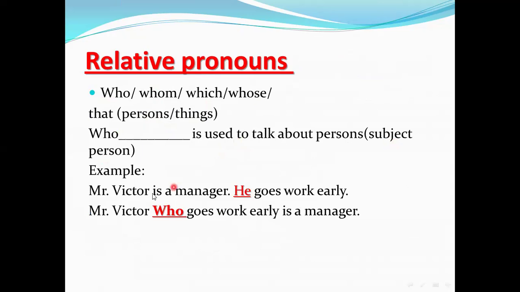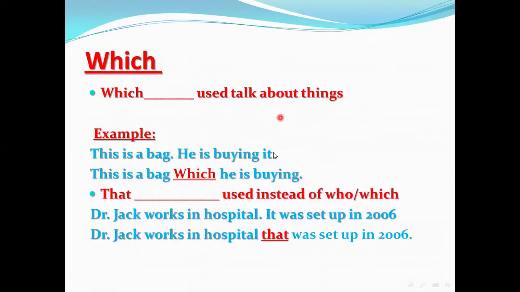subject person. Like we say, Mr. Vector is a manager. He goes to work early. So I talk about Mr. Vector, so I replaced he here by who. Who goes early is a manager. Which is used to talk about things, as we explained in the previous slide. This is a bag. It is buying it. So I replace it by which. We say this is a bag which is buying.